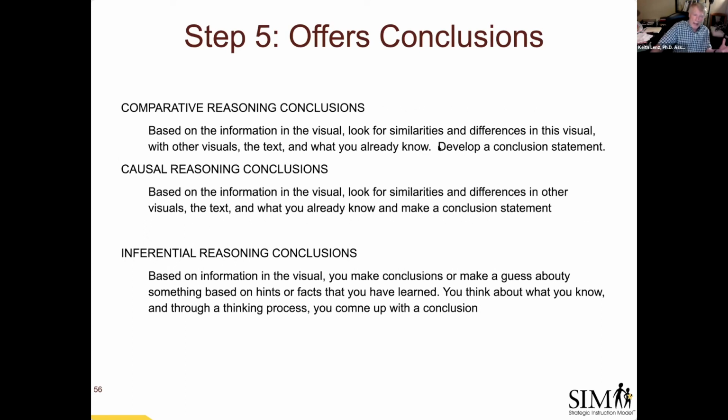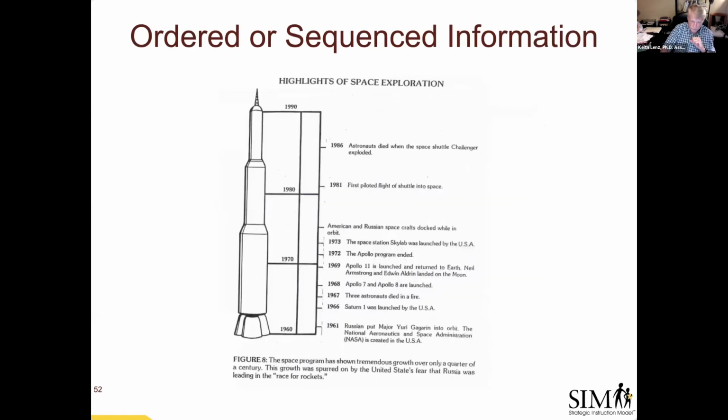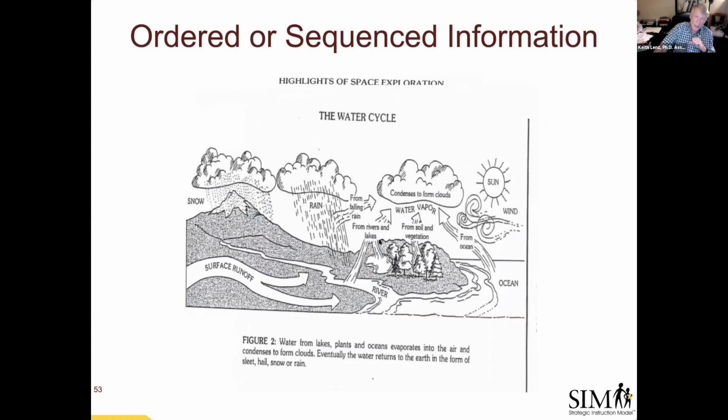How are they alike? How are different aspects alike, or how are they different? Is it that kind of visual? Causal: based on the information in the visual, look for similarities and differences in other visuals, the text, and what you already know, and make a conclusion statement. Causal reasoning is looking for what caused or what processes are involved here. This might be a causal or a process visual, and we want to summarize.